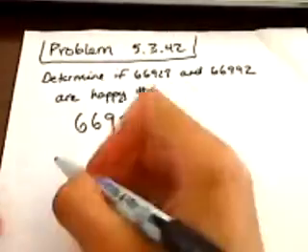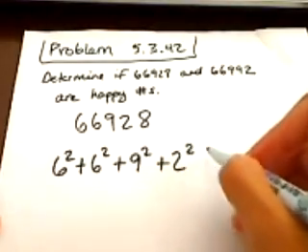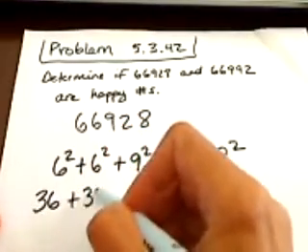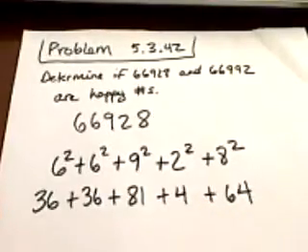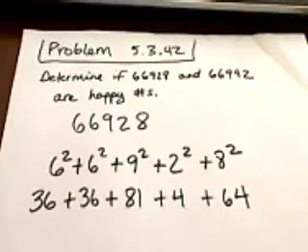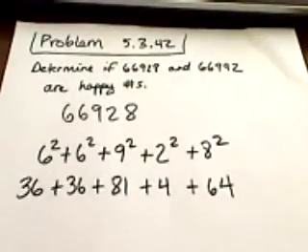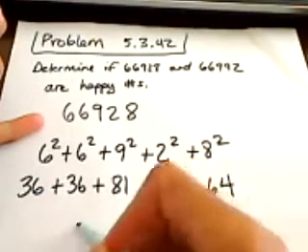66,928, and if I just square each of the numbers, and what I'm doing is I'm squaring them and then I'm summing them. So we have 36 and 36, 81, 4, and then 64. And I'm going to grab my calculator. Okay, so if we take 36, 36, add 81, 4, and then 64, we get 221.